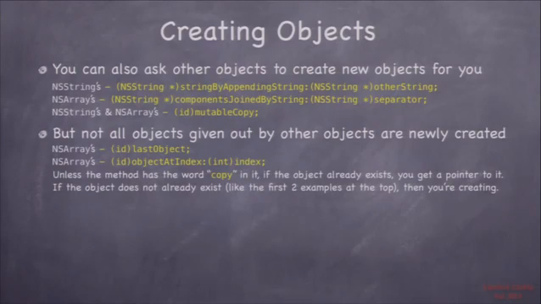Okay? So basically, unless a method has the word copy in it, then if it's returning to you an object that exists somewhere else, it's going to be returning a pointer to that object. Okay? Unless it has the word copy in it, like mutableCopy or copy. And if the object that you're getting back doesn't exist somewhere, then it's going to make a new one for you. All right, that's it on creating objects.